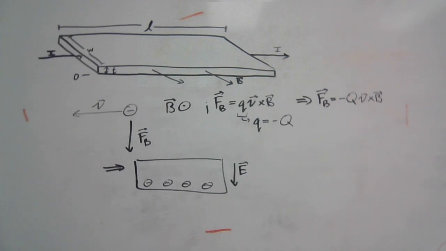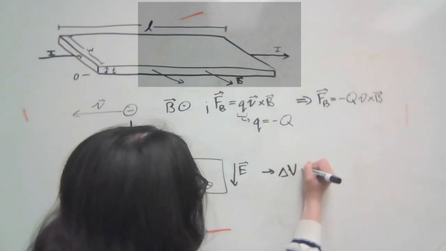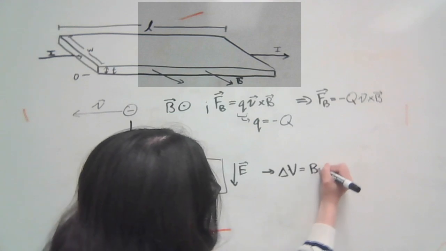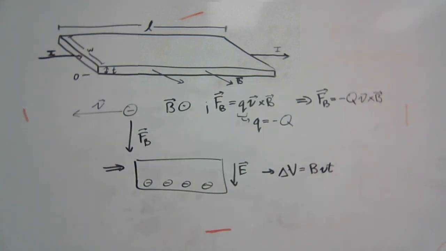And because the direction of the E field is now in the opposite direction, we get an opposite value for the potential difference. So previously it was delta V equals negative vBt, but now we have delta V equals positive vBt. So this is saying that as we go from the bottom of the slab to the top of the slab, the potential increases.